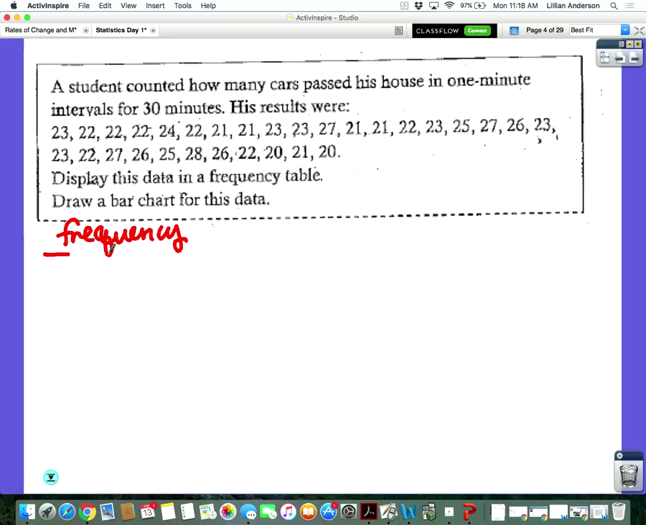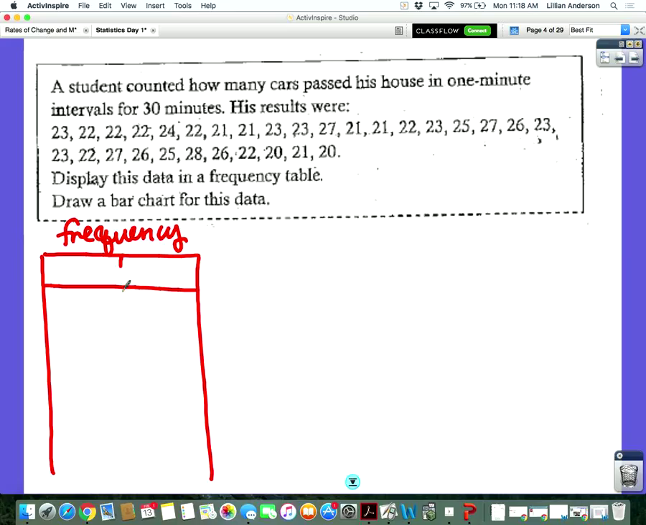Now, a frequency table is basically a table that organizes your data nice and neatly. And instead of having all these different pieces, like we have 23 here, and then we have 23 again here, and so on and so forth, we just see how many times these numbers show up. Okay? So we're going to do a 2-column table. The first column is going to represent the number of cars. The second is the number of times, and that's called your frequency.